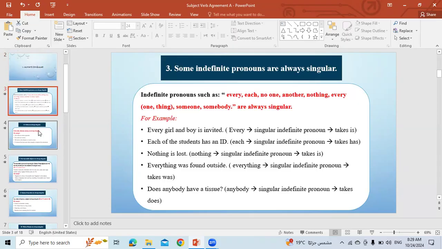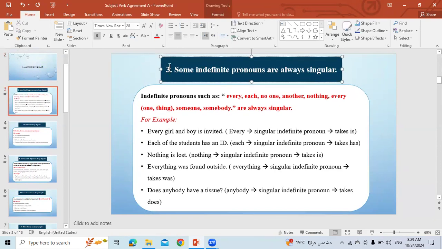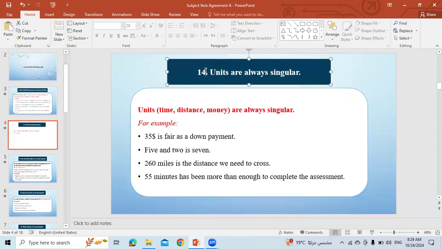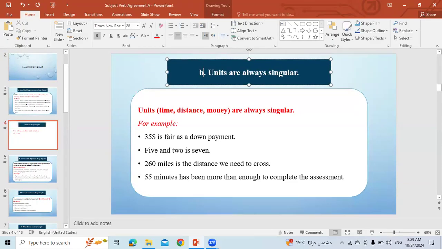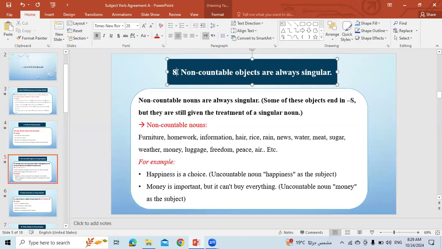Okay, so this is A. And then units are always singular. Then we have the units of time, distance, and money. And then we have "when objects."